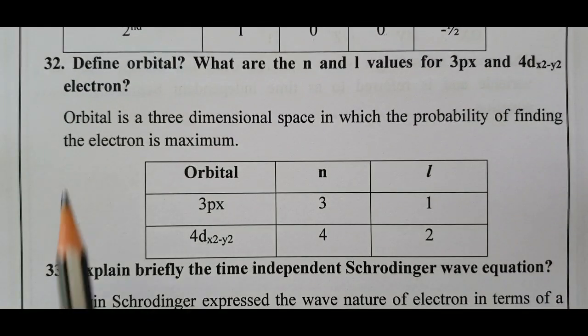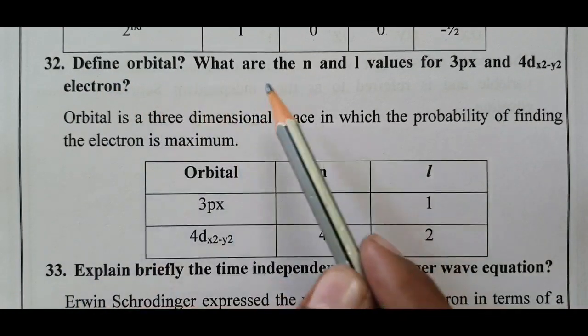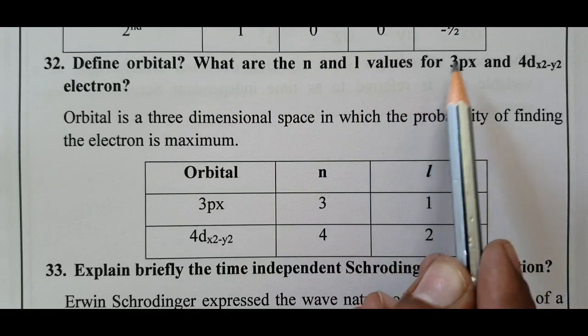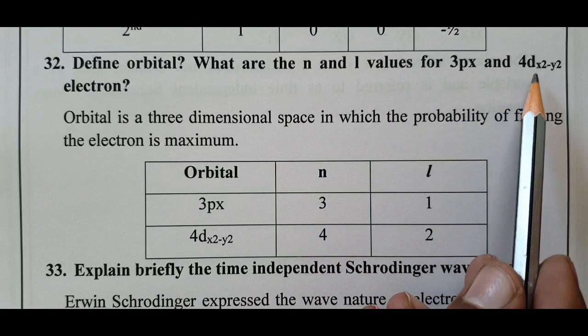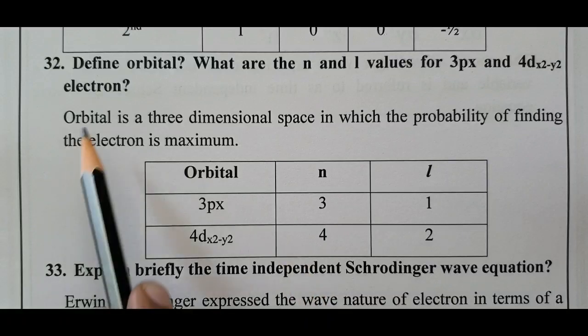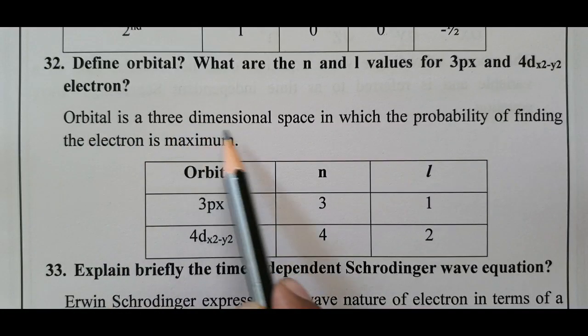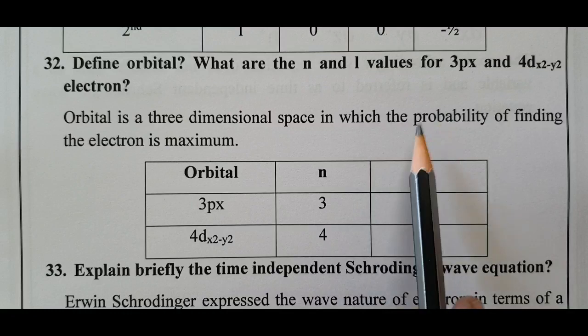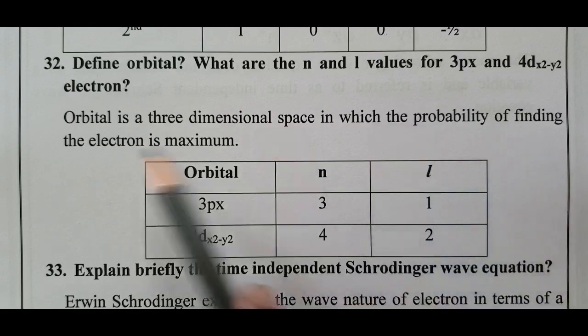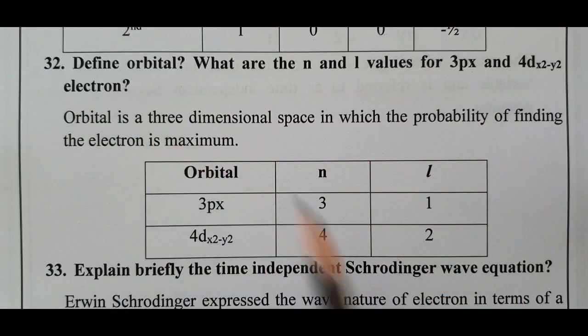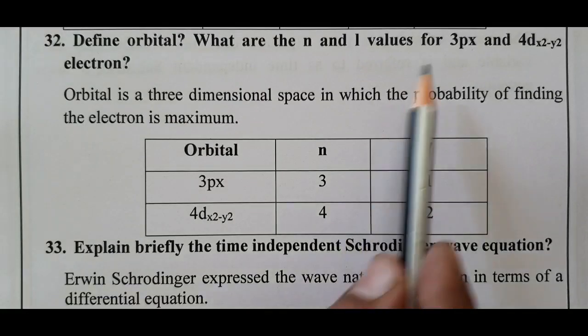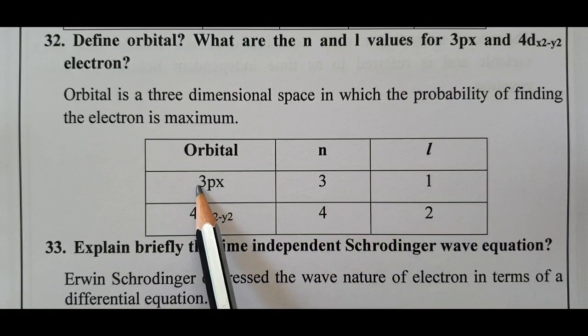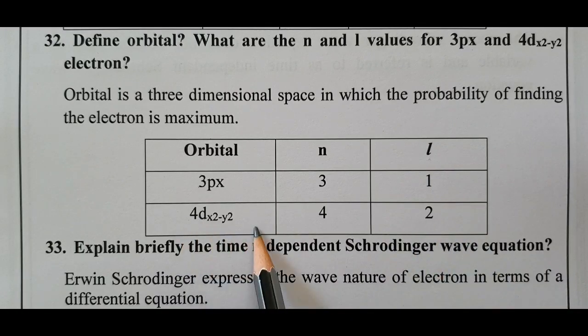Come to question number 32. Define orbital. What are the n and l values for 3px and 4d x squared minus y squared electrons? An orbital is a 3-dimensional space in which the probability of finding the electron is maximum. For the orbital 3px, n value equal to 3, for p orbital l value equal to 1. For 4d x squared minus y squared, n value equal to 4, for d orbital l value equal to 2.